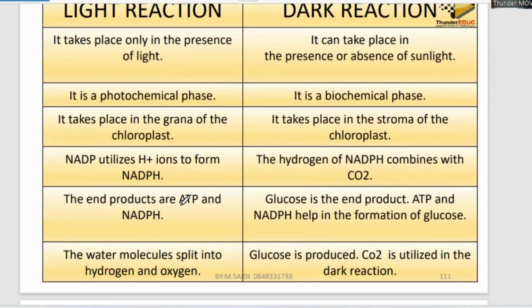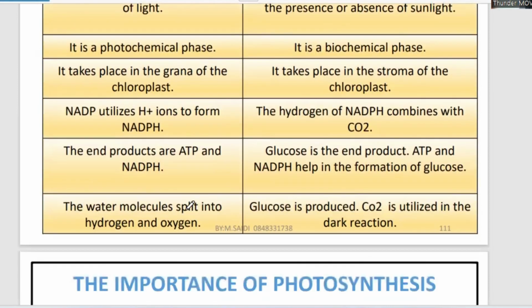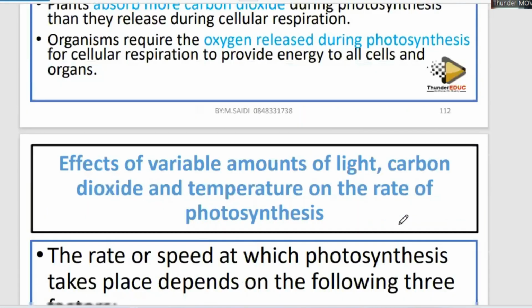Here, the end products are ATP and NADP-H, while on the other side, the NADP-H and ATP are being used, meaning that the end product will be glucose. Here, water will split, and then hydrogen and oxygen are being released, while here, glucose is produced. Carbon dioxide is utilized in this dark phase.